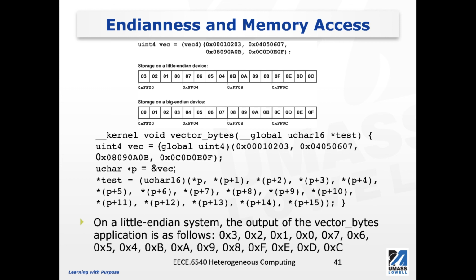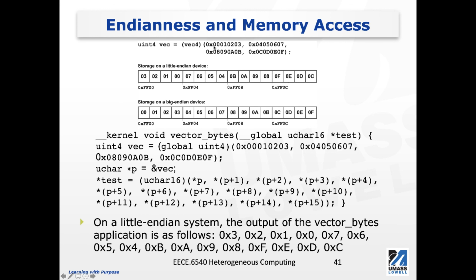If we store the same vector on a big endian device, we're going to see a slightly different memory layout. We will still use 16 bytes to store these 4 integers. The first 4 bytes will be used to store the first integer, but this time, the least significant byte of this integer, which is 03, because we use a big endian device, will be stored at the highest address.